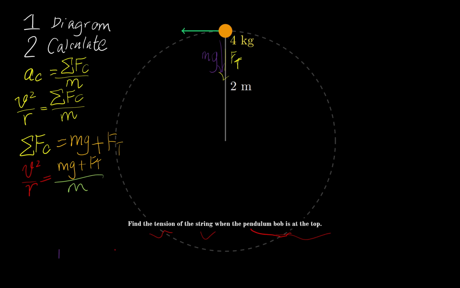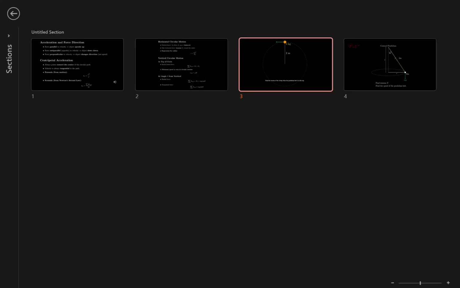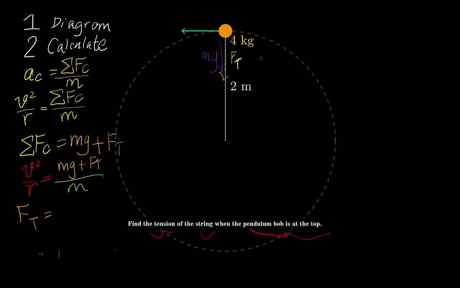After rearranging, we get the tension force is equal to the mass. My bad. Kind of annoying, right? Tension force equals mass times v squared over r minus mg, the gravitational force.